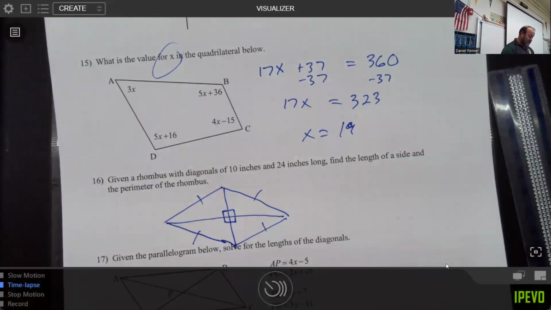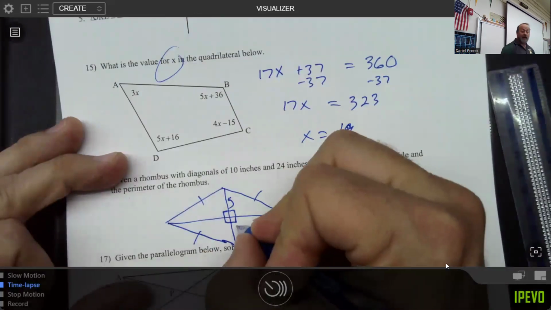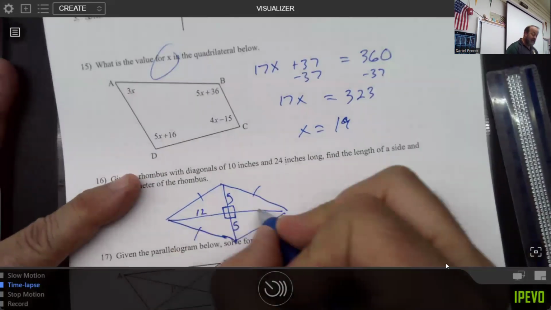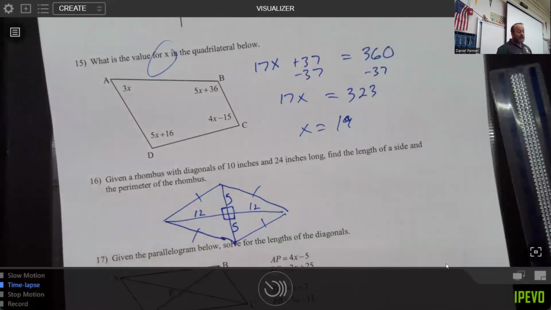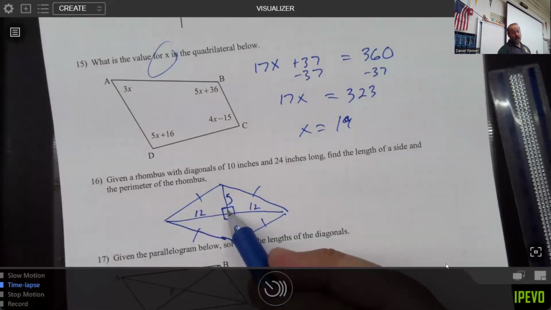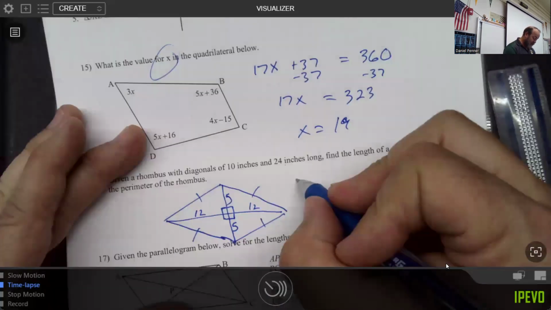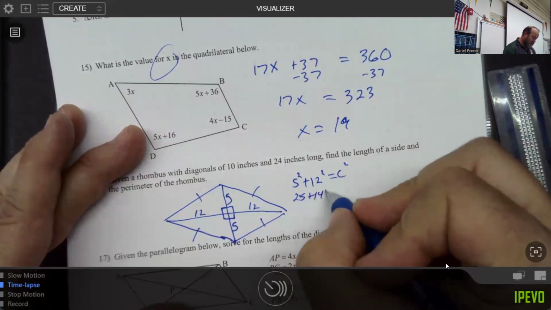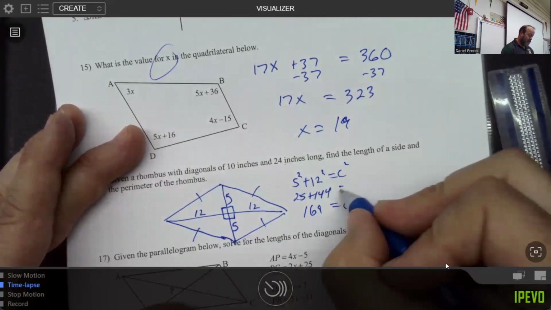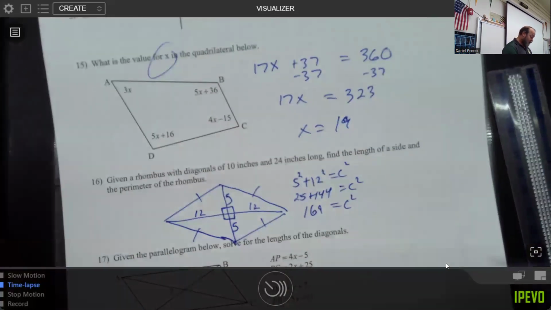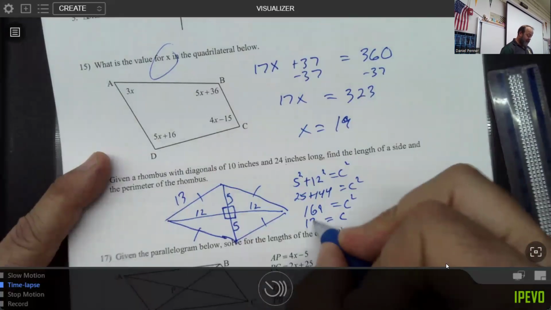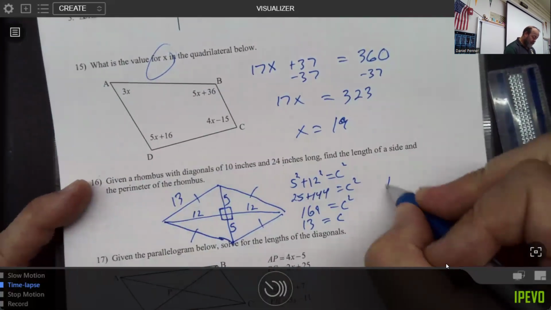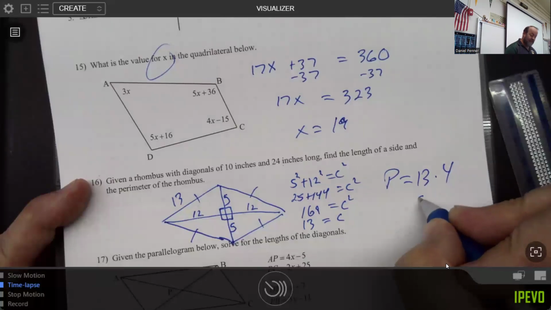So it says one of the diagonals is 10. So I'm going to make both of these 5 because they bisect each other. This is 24, so I'm going to make them both 12 because, again, the diagonals bisect each other. But since this central angle here is a 90, then of course I can use the Pythagorean theorem and say that a squared plus b squared equals c squared. And that's 25 and 144, which of course is a pretty nice number, 169. That makes each side here 13. And it didn't ask for the side length, it asked for the entire perimeter. So my perimeter would be 13 times 4, which of course is 52.